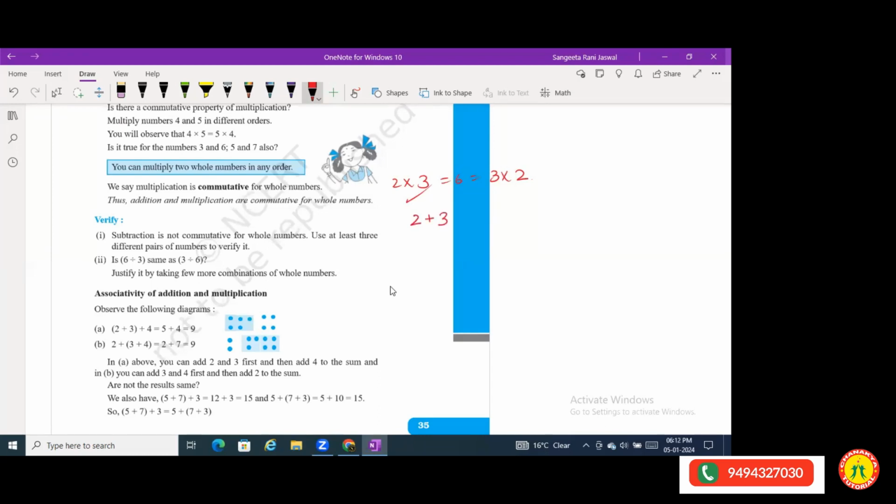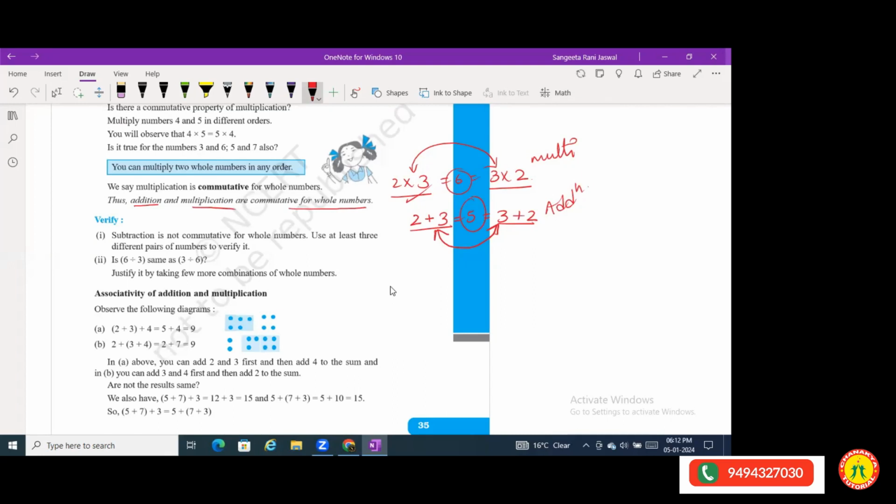2 plus 3 is 5, and 3 plus 2 also makes 5. Are you understanding this, children? You can add or multiply them in any order, your answer will be the same. This is applicable only over multiplication and addition. Addition and multiplication are commutative for whole numbers.